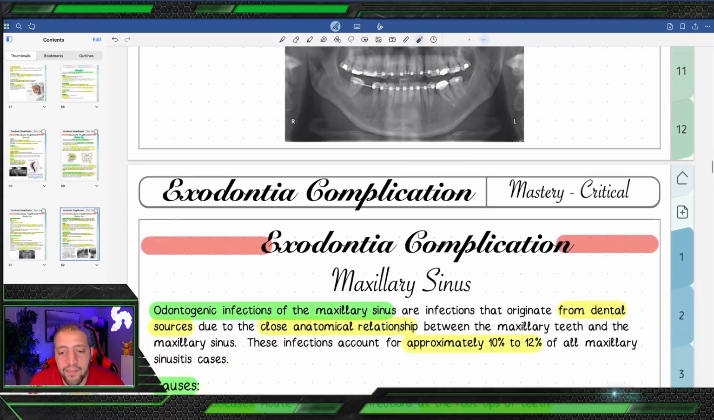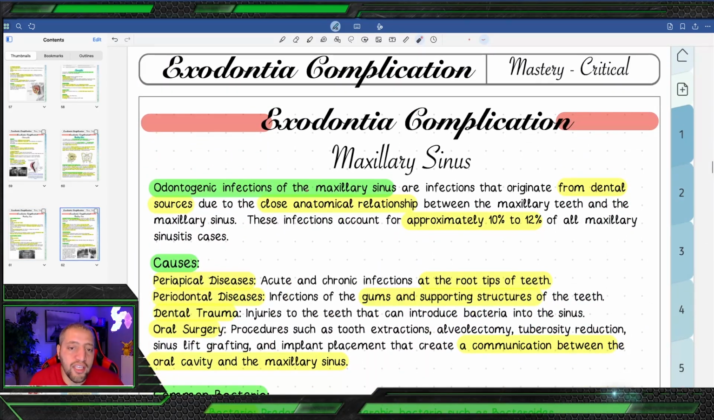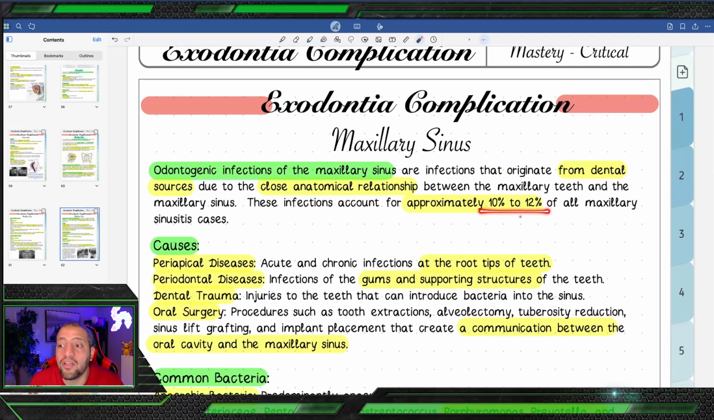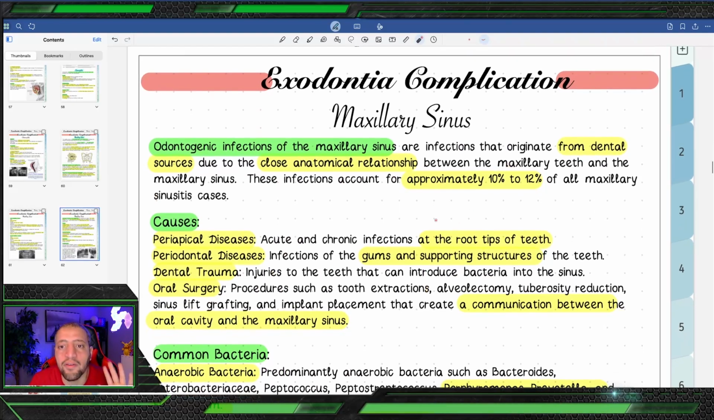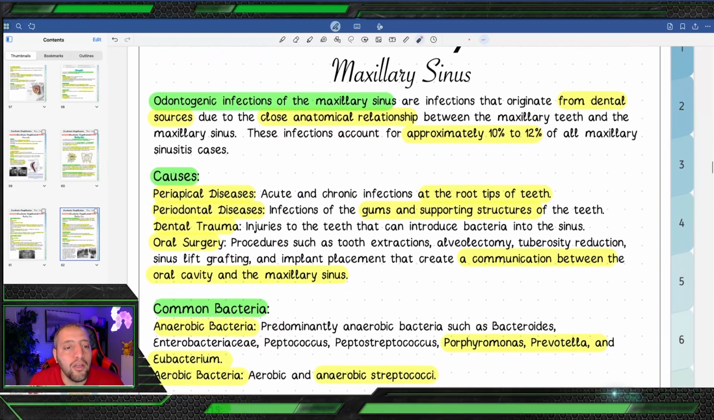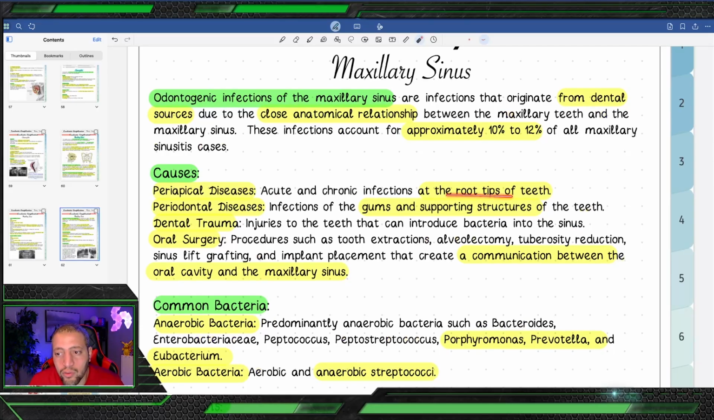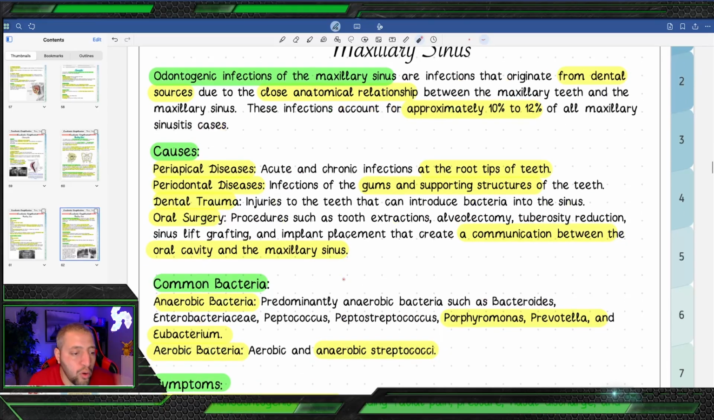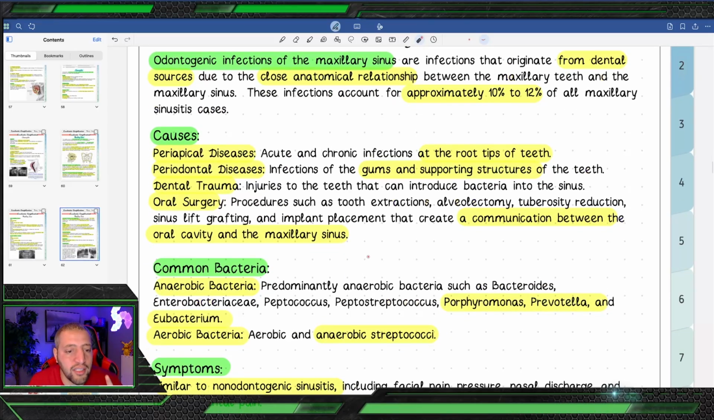Okay, how about odontogenic infection? Odontogenic infection comes from a dental source, due to the close anatomical relation of the upper posterior teeth; approximately only 10 to 12% of all maxillary sinusitis comes from an odontogenic cause. Causes include periapical disease related to the root tip of the tooth itself, periodontal disease of the gum or supporting structure, dental trauma in this area, or surgery. Surgery might end up with communication between the oral cavity and the maxillary sinus, and this is what we call oro-antral communication, and this is our next topic.